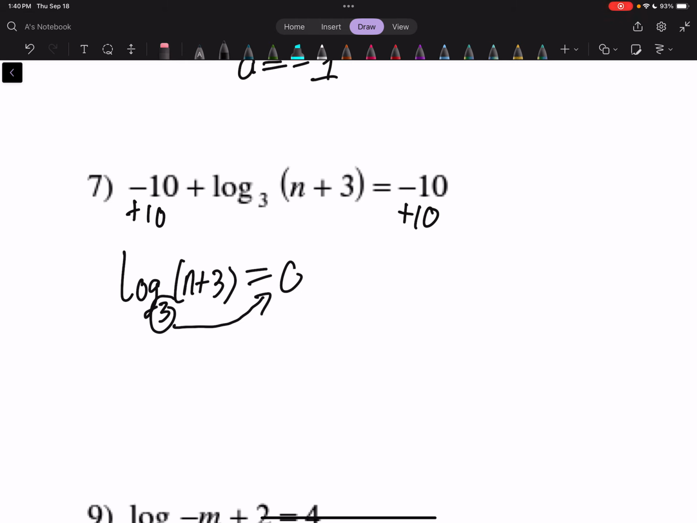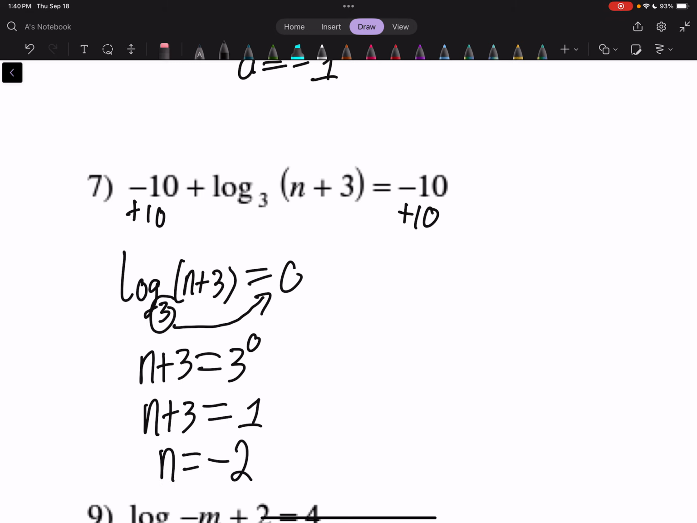I'm going to shove the 3 under the 0 to convert to an exponential. n plus 3 is equal to 3 to the 0 power, which means n plus 3 is equal to 1. Subtract by 3. n is negative 2.